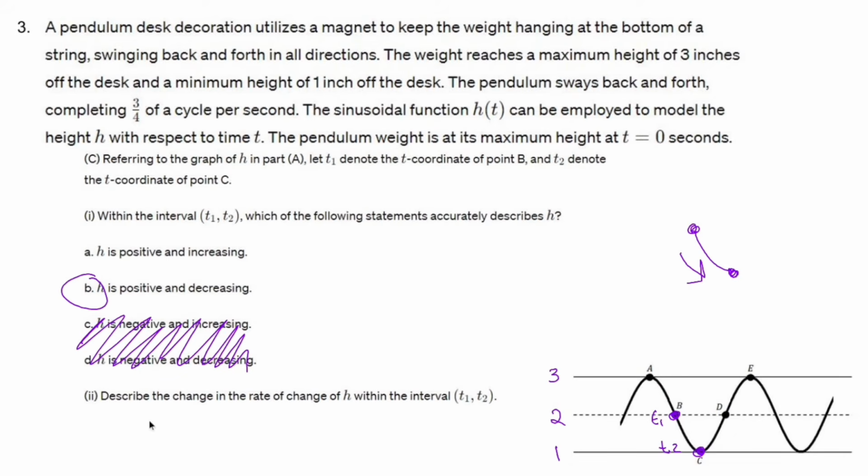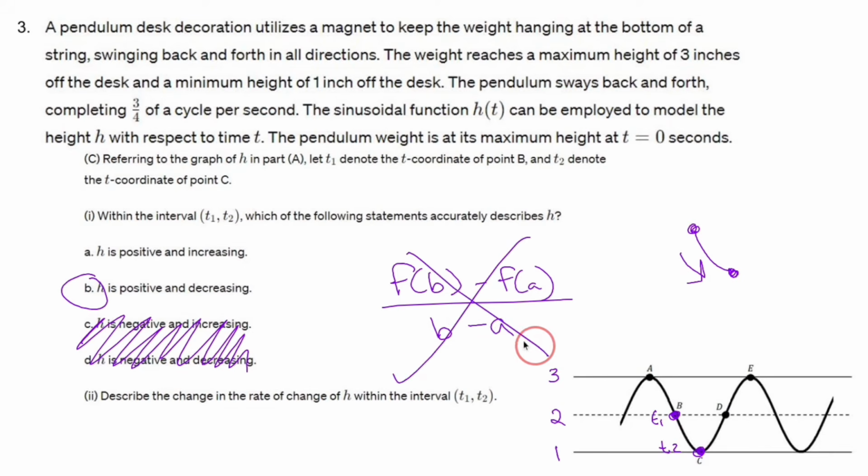Actually, I did. Describe the change in the rate of change of H within the interval T sub 1 and T sub 2. And if you're thinking, rate of change, let's whip this puppy out. Yes, I can do this. Let me get the numbers from the previous thing. If you're thinking that, you're doing it wrong.